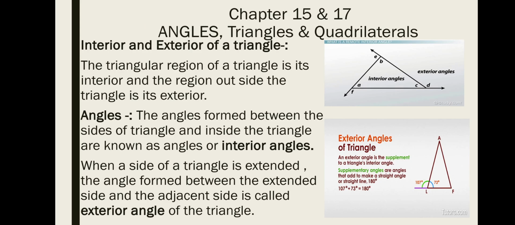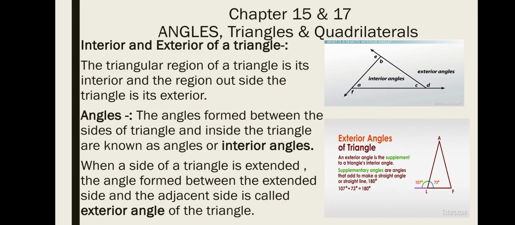Interior and exterior of a triangle. The triangular region of a triangle is its interior and the region outside the triangle is its exterior. So you can see in this picture the interior and exterior of the triangle. Now what are the angles of the triangle? The angles formed between the sides of the triangle and inside the triangle are known as angles or interior angles.